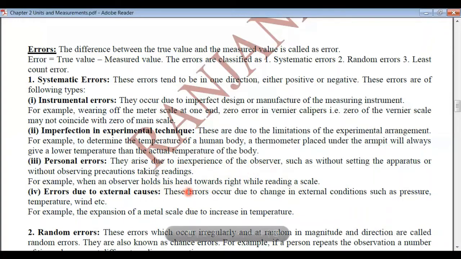The next is errors due to external causes. These errors occur due to the change in the external conditions such as pressure, temperature, wind, etc.